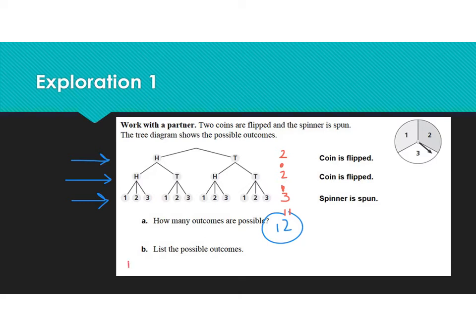Now, list all the outcomes. I'm not going to list them all, but it would be like heads, heads, 1; heads, heads, 2; etc. So the question is, are these 2 heads different? Yes, they are. It's different in the fact that this is heads on the first one versus heads on the second one. And that is kind of what we're going to talk about today.